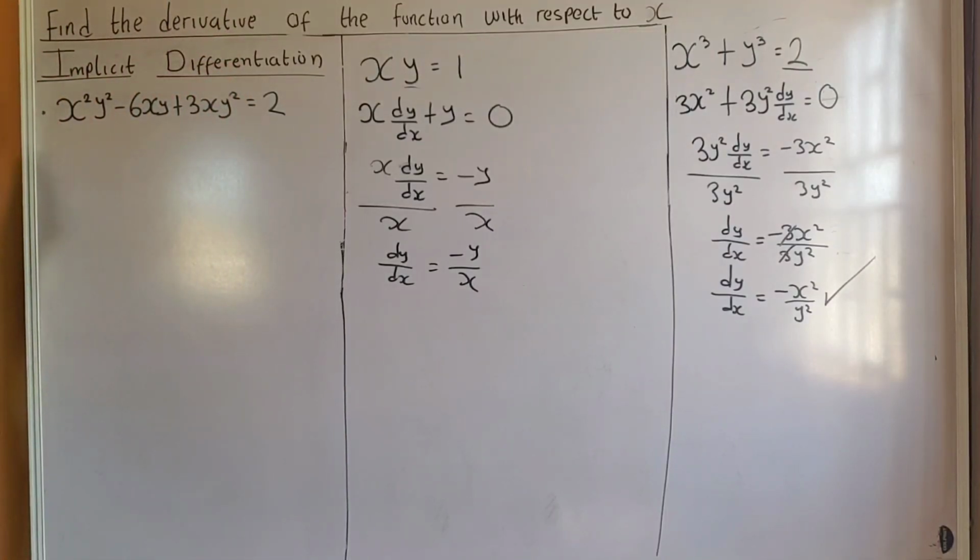We have x squared y squared minus 6xy plus 3xy squared equals to 2. We are asked to find the derivative of this.